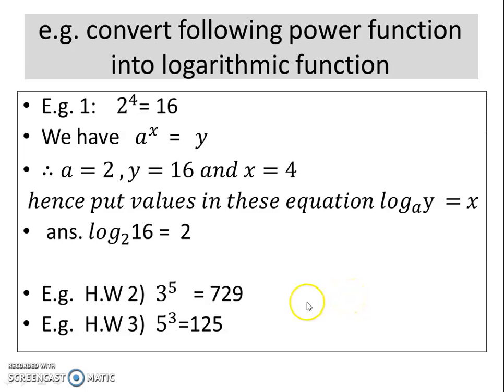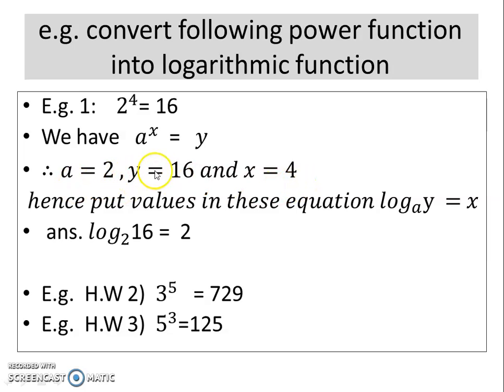Hello student, last lecture we took the example: convert the following power function into a logarithmic function. I want to revise that example again. 2 raised to 4 is equal to 16. It is an exponential form or exponent form. So we have a raised to x equal to y, a is equal to 2, y is equal to 16 and x is equal to 4.